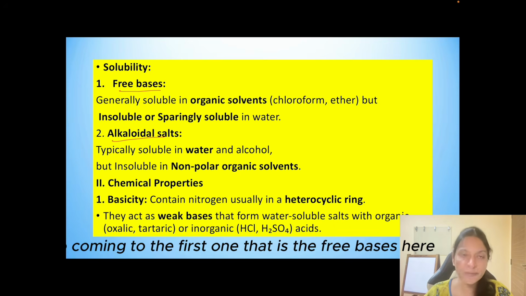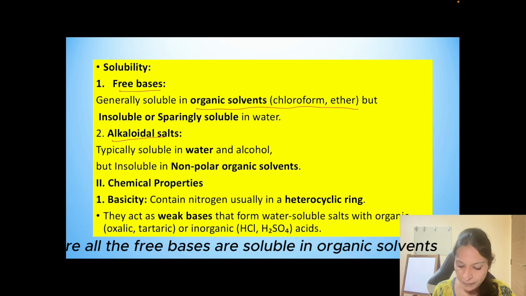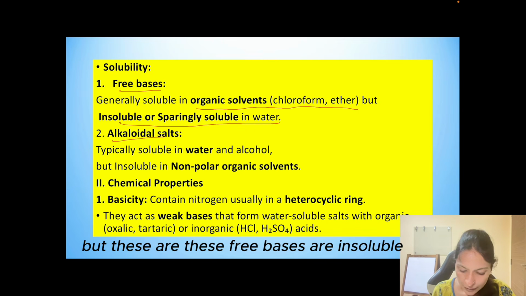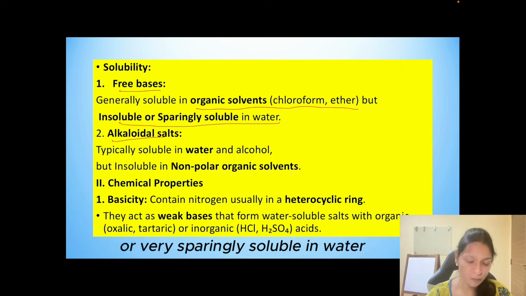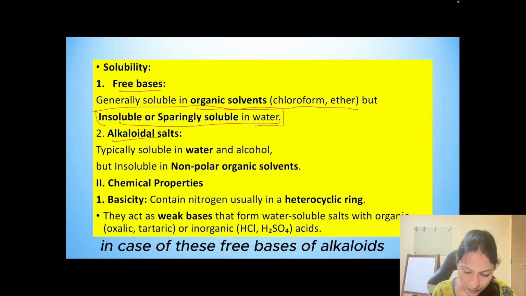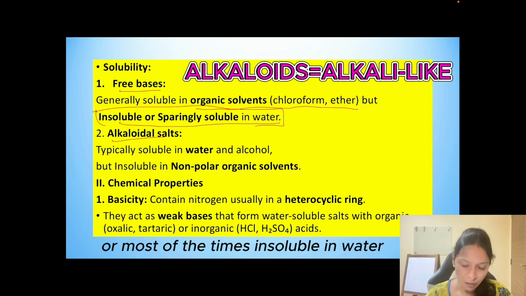Coming to the first one, the free bases are generally soluble in organic solvents. Here all the free bases are soluble in organic solvents; the best examples of organic solvents are chloroform and ether. But these free bases are insoluble or very sparingly soluble in water. So this is one of the points to be noted in the case of free bases of alkaloids, that is, they are sparingly soluble or most of the time insoluble in water.